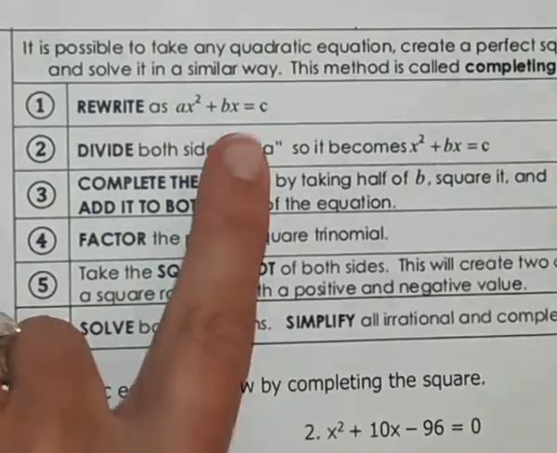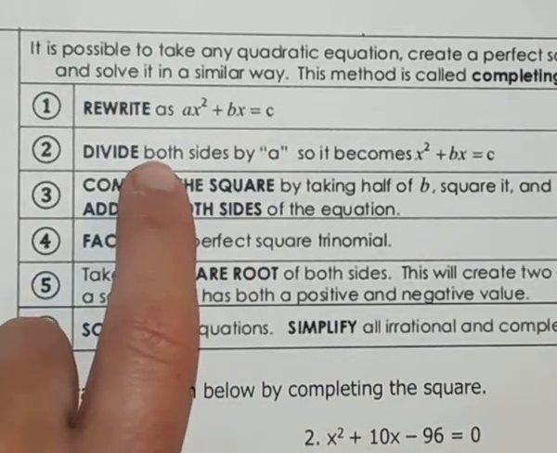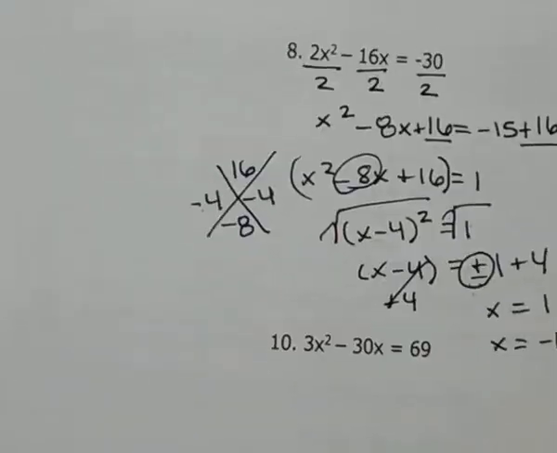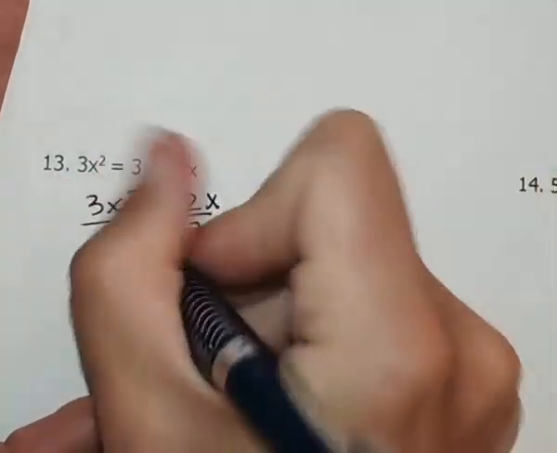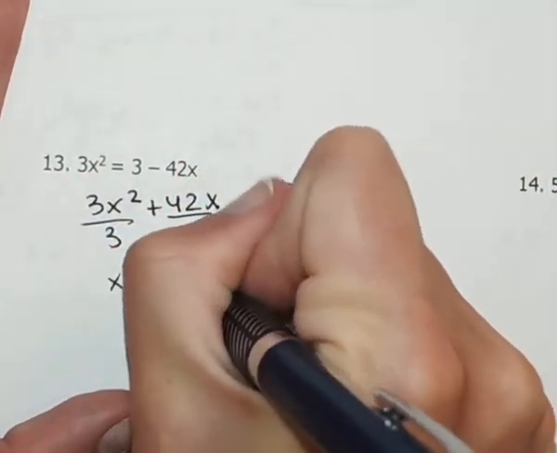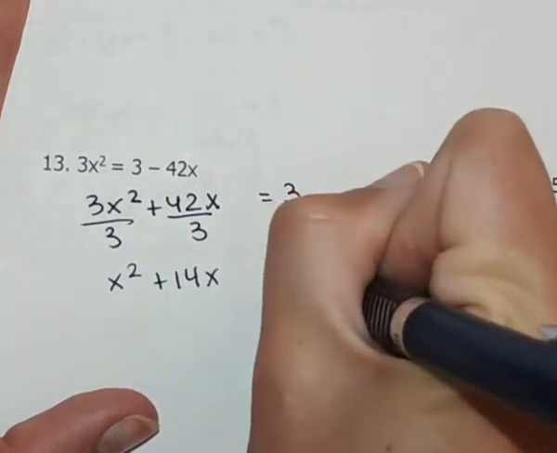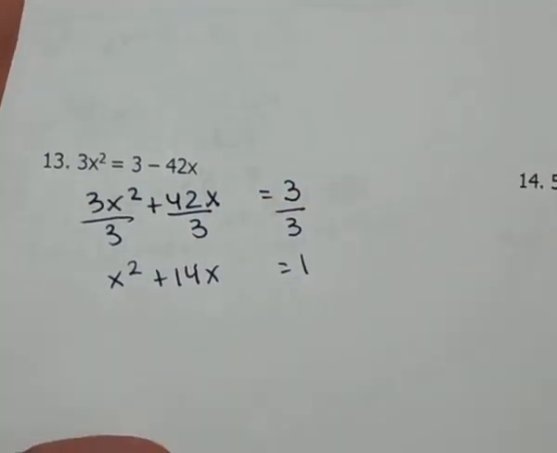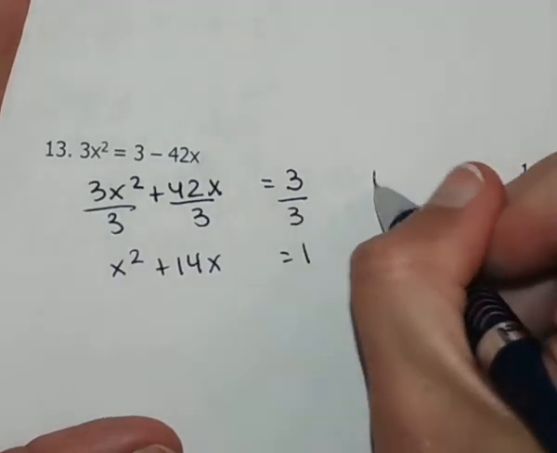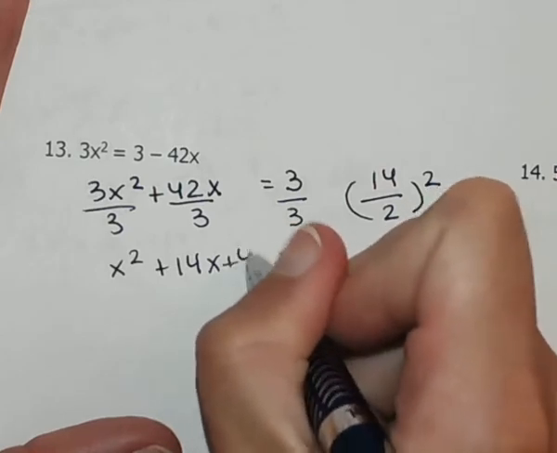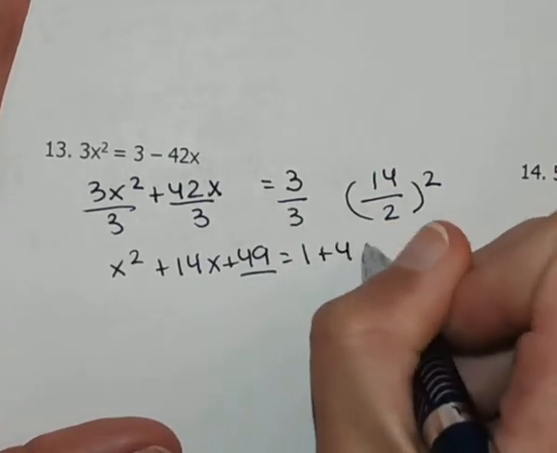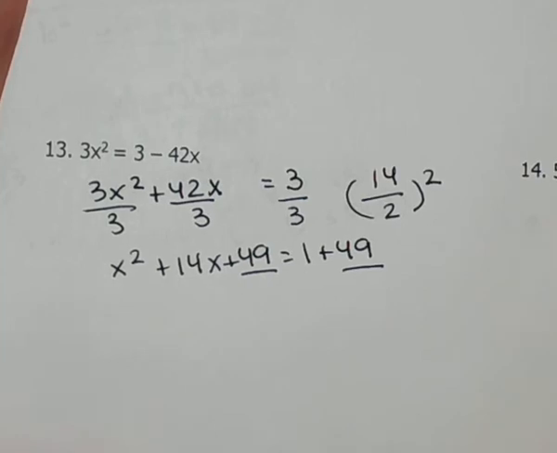Okay, so again, you'll want to follow these steps each time. I have it in this form. Now I want to divide everything by a. So in this case, my a is 3. So you're going to divide all three numbers by 3. All right. Now we'll take our b divided by 2 squared, add it to both sides. So in this case, that's going to be a 49 for the complete the square step.